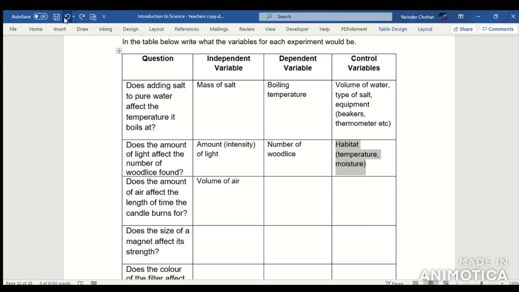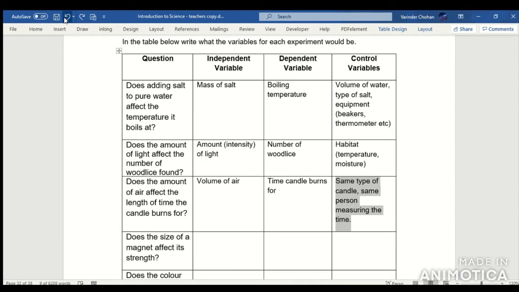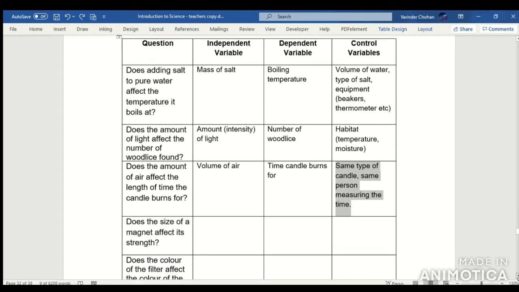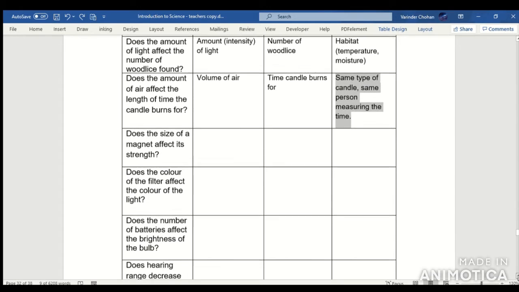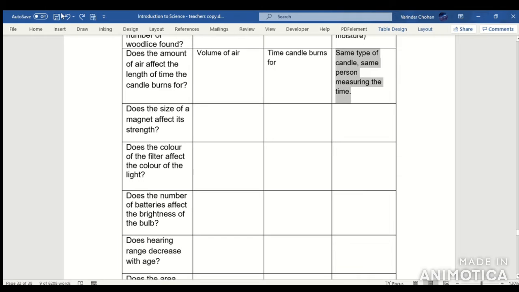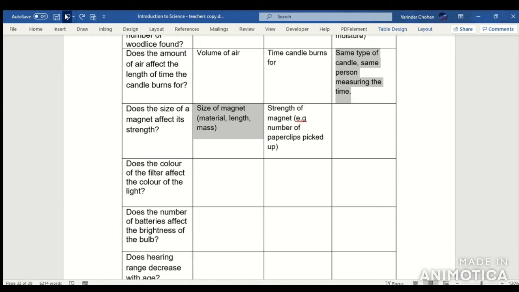Practical number 3. Does the amount of air affect the length of time the candle burns for? The independent variable is the volume. The dependent variable is the time the candle burns for. Control variables can include the same type of candle, same person measuring the time. Next experiment. Size of the magnet is the independent variable. Strength of the magnet is the dependent variable. And control variables are the type of magnets and conditions such as the temperature of the lab.